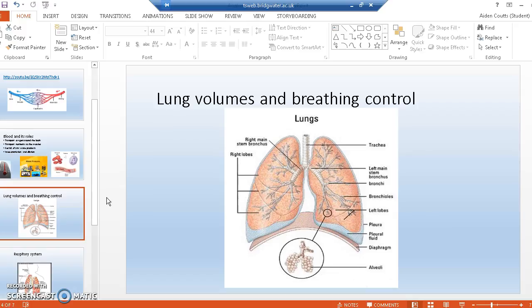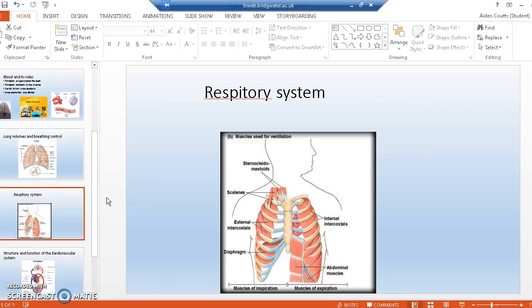Next is the diaphragm. The diaphragm is a broad band of muscle which sits underneath the lungs, attaching to the lower ribs, the sternum and lumbar spine, forming the base of the thoracic cavity.